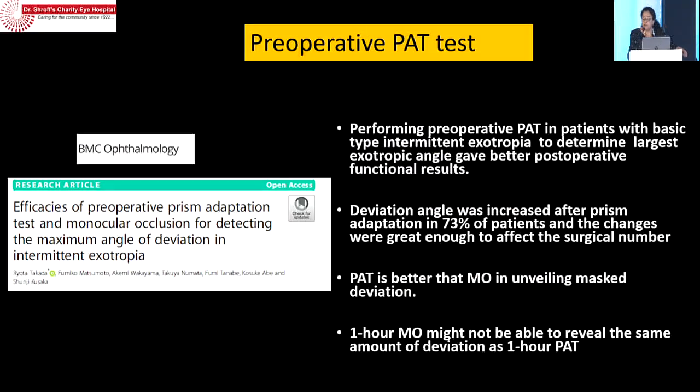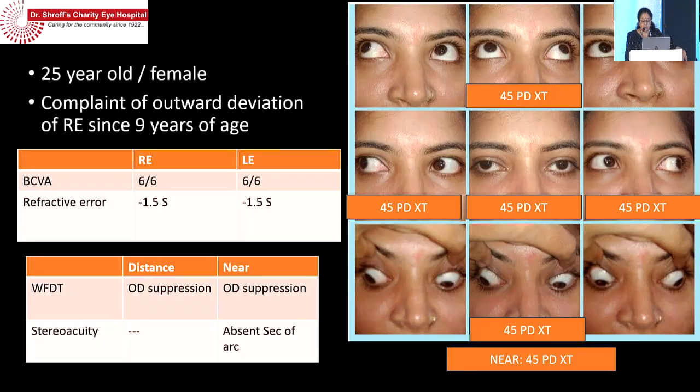So is the preoperative PAT better than the monocular occlusion test? A paper published in BMC Ophthalmology found that performing preoperative PAT in patients with basic type intermittent exotropia to determine the largest exotropic angle gave good results. The deviation angle increased after prism adaptation in 73% of patients, and the changes were great enough to affect the surgical number. So PAT is better than MO in unveiling masked deviation, and they also found that 1 hour of MO is not very effective, so it is better to do a 1 hour PAT.